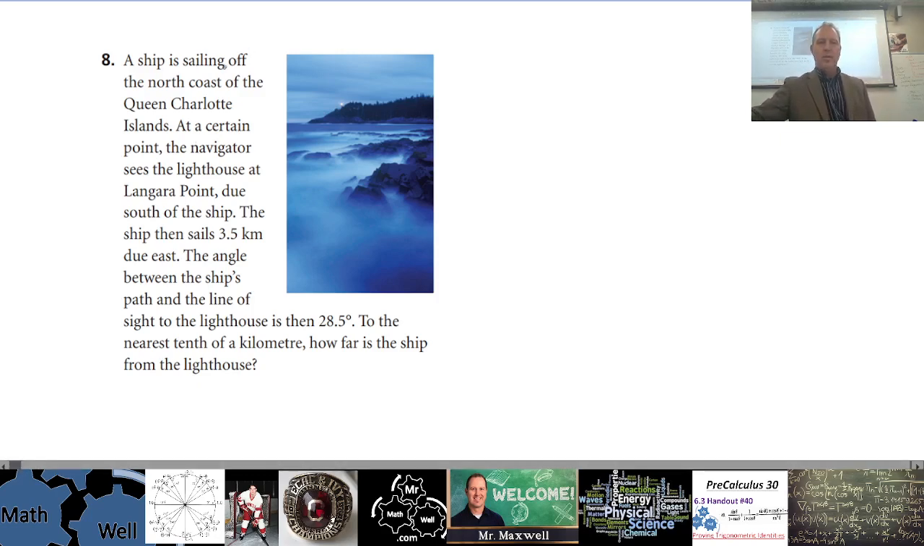So a ship is sailing off the north coast of Queen Charlotte Islands. At a certain point, the navigator in the ship, that's the person that is setting the direction for the ship, sees the lighthouse at Langara Point. That is due south of the ship. So here's the ship right here. Due south, you need to know your directions, right?